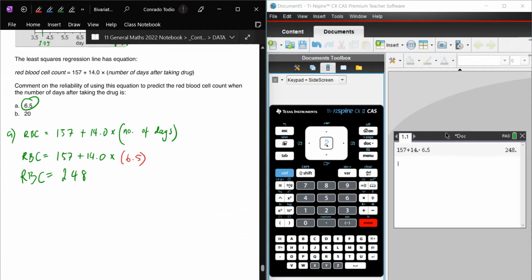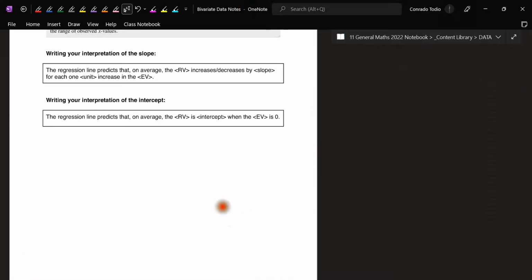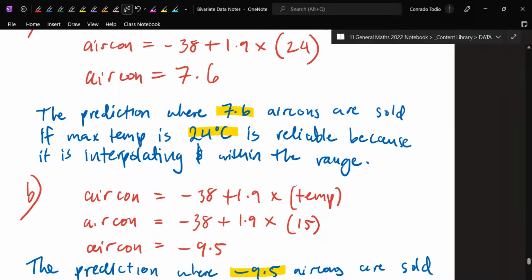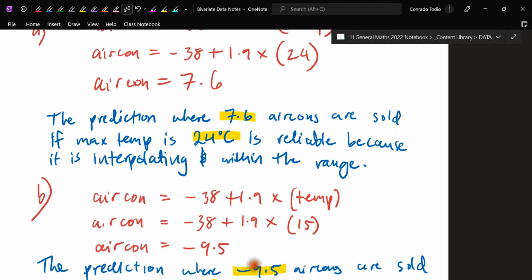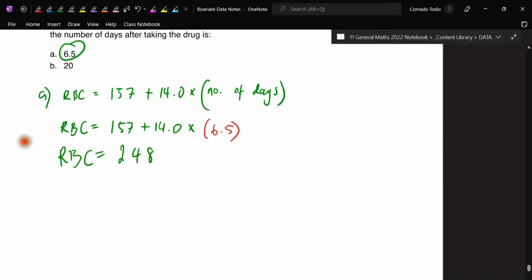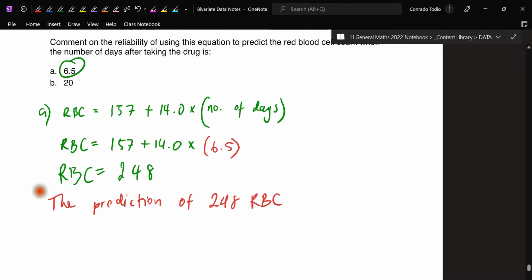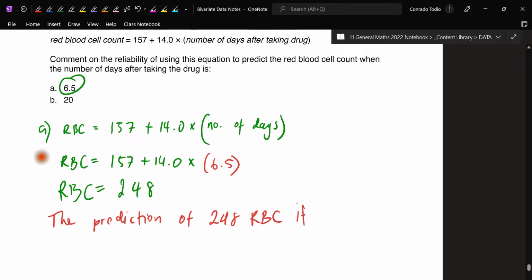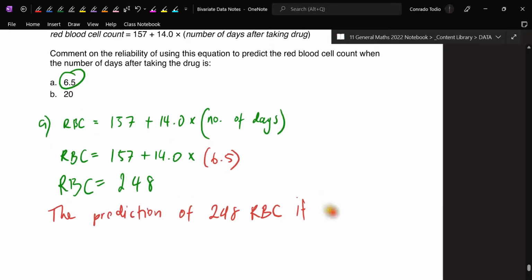So now, let's do the interpretation. Again, look at the sentence that I wrote previously. So write the prediction, tell me the number, and then what the variables are and what the actual context is. So the prediction of 248 RBC if number of days, I'll just go number of drugs.